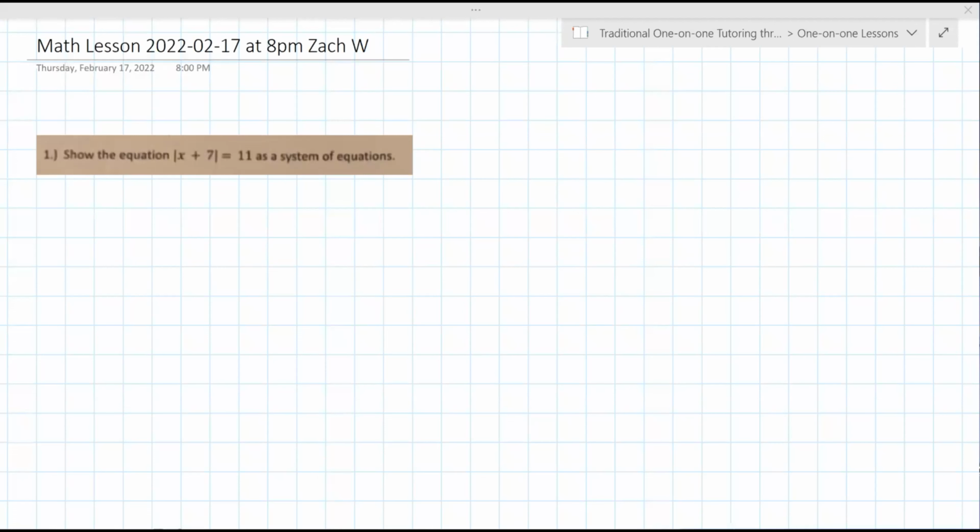All right. The very first thing I'm seeing in here says to show the equation as a system of equations. What they're really telling you to do is to solve this, and that's what you have to be able to do. You have to be able to solve what's called an absolute value equation.